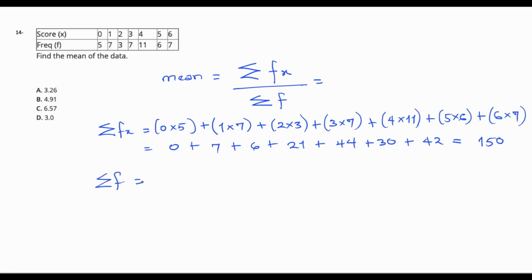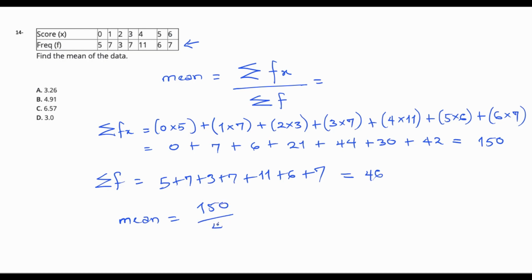And the summation of our frequency is simply the addition of just the frequencies. So that's 5 plus 7 plus 3 plus 7 plus 11 plus 6 plus 7. And if we add all that together, we'll get 46. So our mean is equal to 150 divided by 46, and that's equal to 3.26. So our answer in this particular case is A.